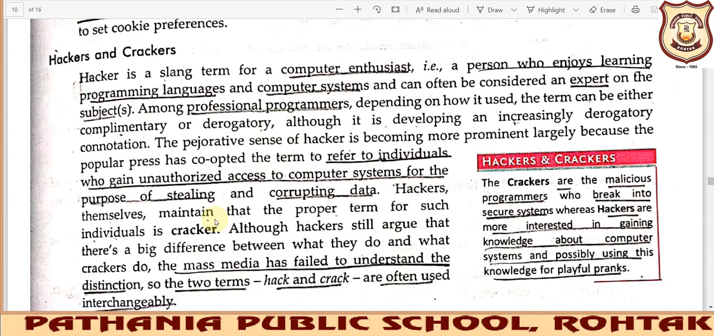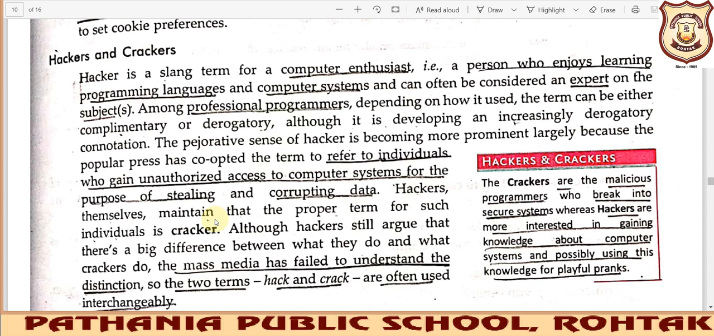Next comes hackers and crackers. Sometimes we confuse hackers with crackers. Actually, hackers and crackers are two different individuals. Hackers are enthusiastic persons who enjoy learning programming languages and computer concepts. They are seeking inside things just to gain knowledge. They are not trying to harm you, but whatever activities they are doing are also not legal.